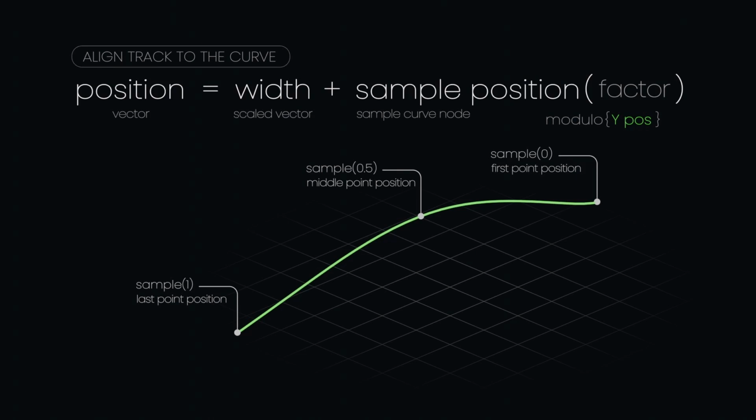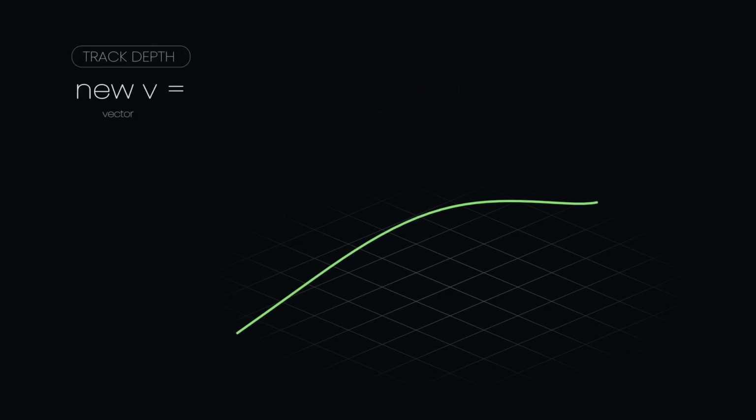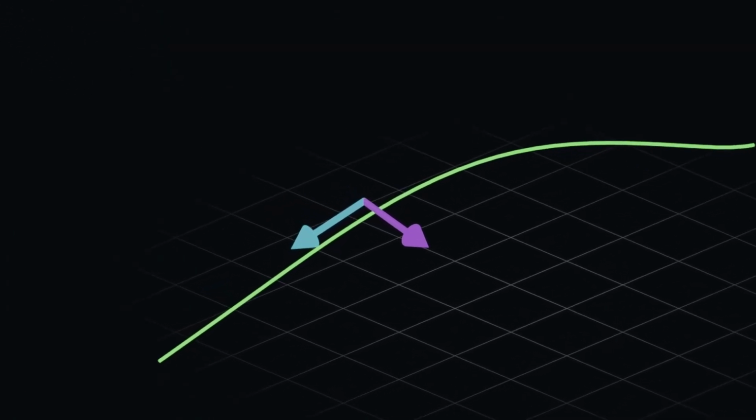Now we just need to add the width factor, and we have the track almost ready. Now the last step, the depth. But we only have the normal and the tangent. We need to somehow get a vector that is pointing up from the curves. If you look closely, there's actually something we can do about it.